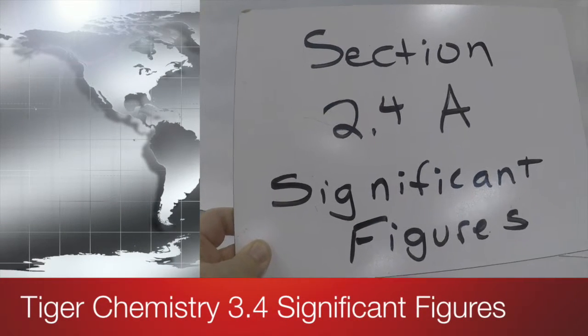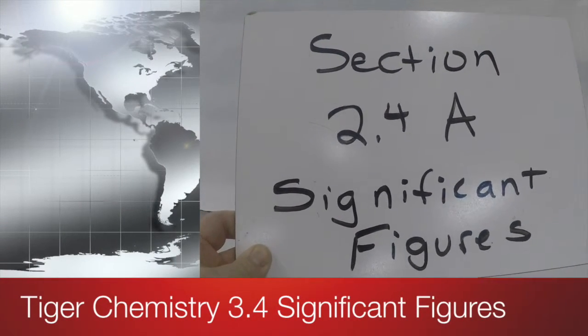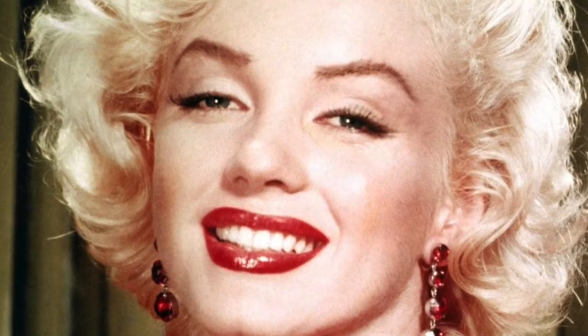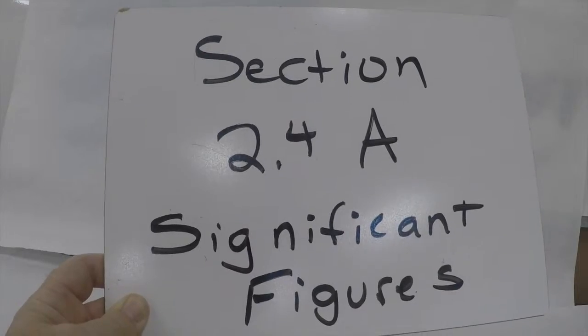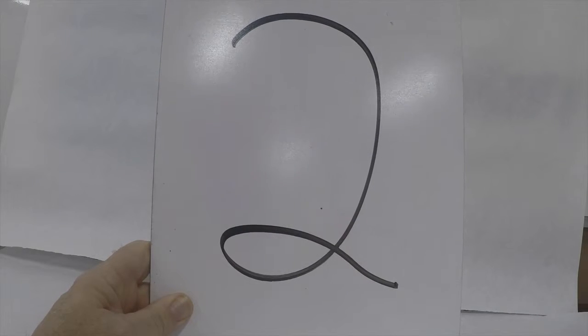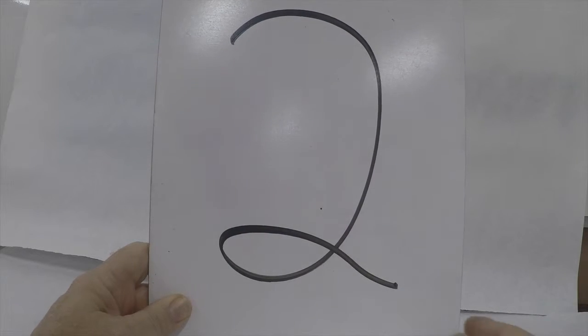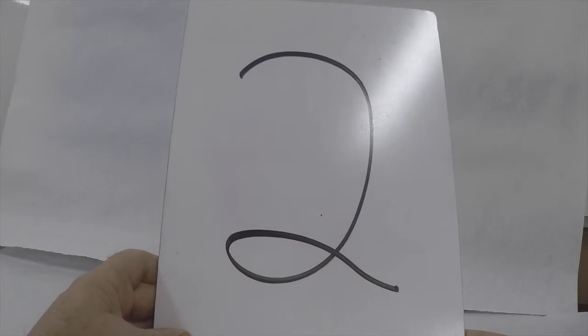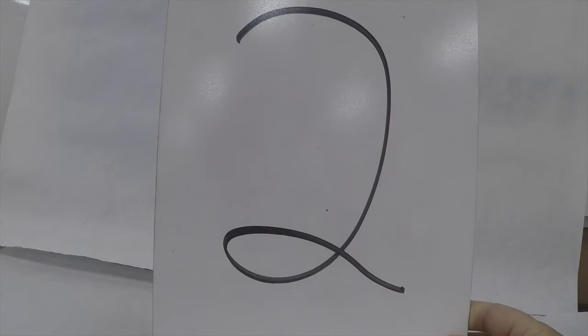Section 2.4a, significant figures. No, not that kind of significant figure. If you're in math and you have the number 2, that's pretty straightforward. It's 2. It's exactly 2. And math people, they always get it just pretty easy. However, it's not always like that.